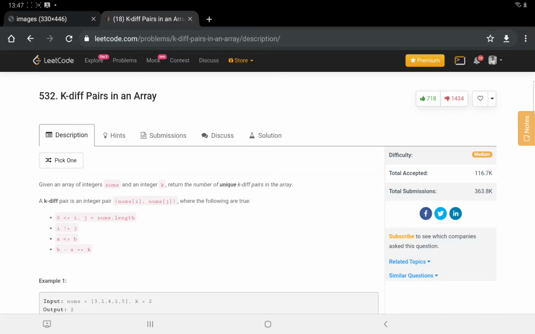Today we are going to solve the LeetCode problem number 532. Basically, the problem name is K-diff Pairs in an Array. It's a medium level question. Let's try to read the description, then we will try to design one solution for the same.